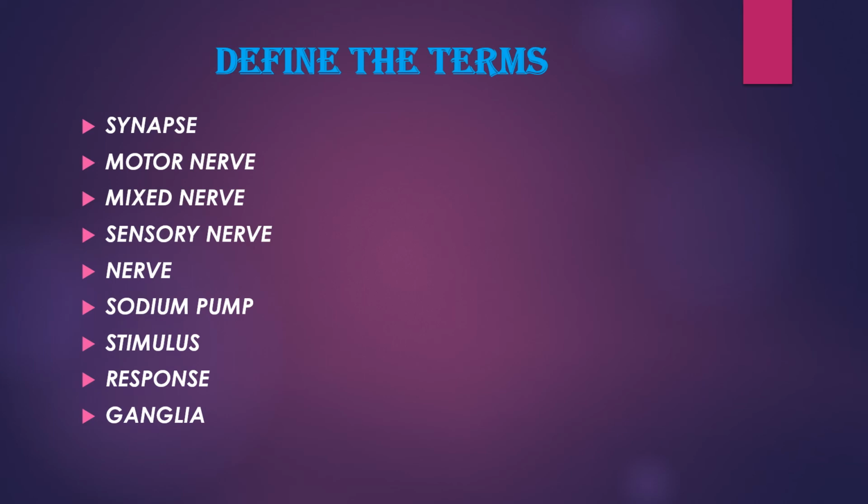Define the terms. Synapse, motor nerve, mixed nerve, sensory nerve, nerve, sodium pump, stimulus, response, ganglia. These all terms are very important for examination. We already discussed that. You can go through the earlier slides and be thorough with these definitions.